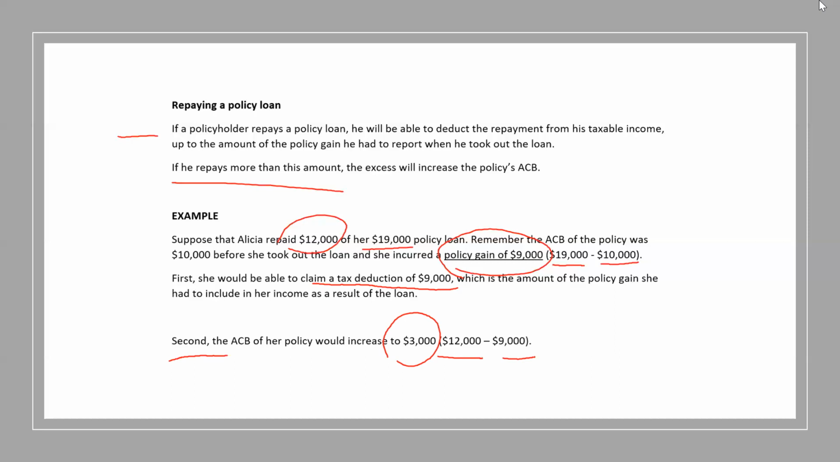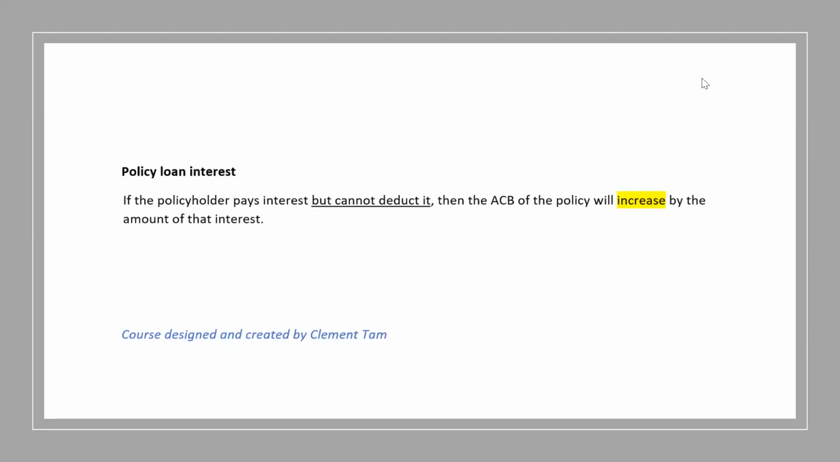So again, let's go through this one more time. When she repaid the loan, two things happen. She'll get a tax deduction of $9,000, and the ACB has to be recalculated. So in this case, ACB will go back up from 0 to $3,000. And as I mentioned before, interest will start to calculate on day one. And the interest will actually increase the ACB.